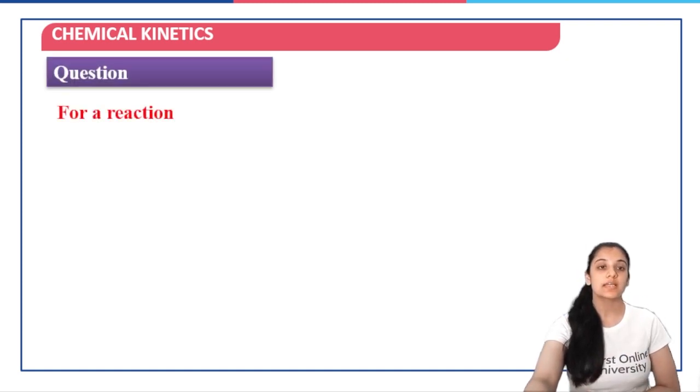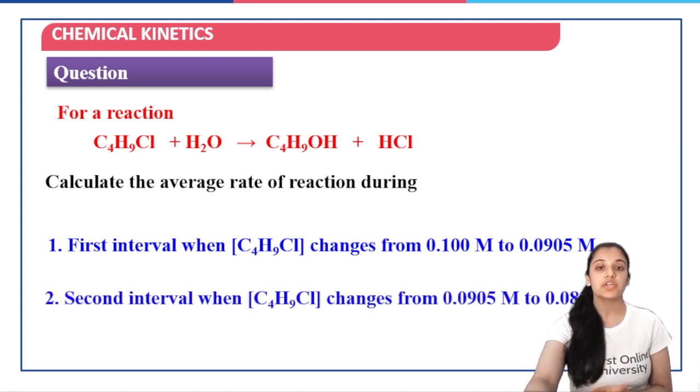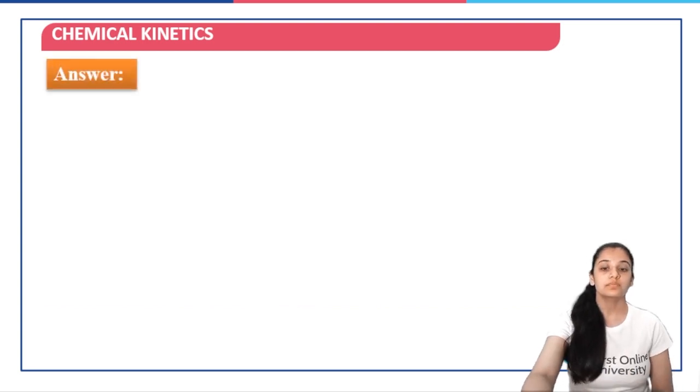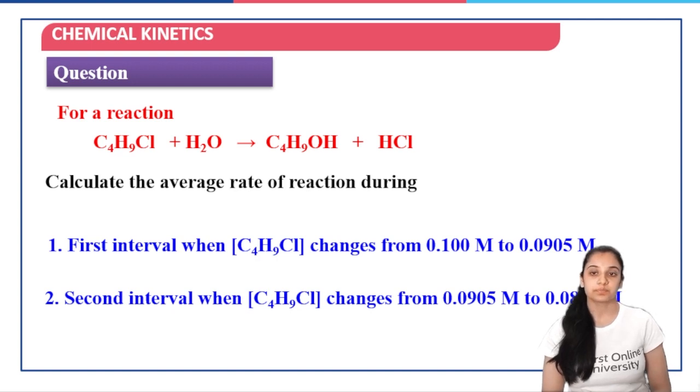The question is, you have to calculate the average rate of the reaction during the first interval when the concentration changes from 0.1 to 0.0905, and the second interval when it changes from 0.0905 to 0.0820. Okay, this is what you have to calculate. So look at the table and then solve this question. After you've solved and got the answer, then look at the solution and match your answer.